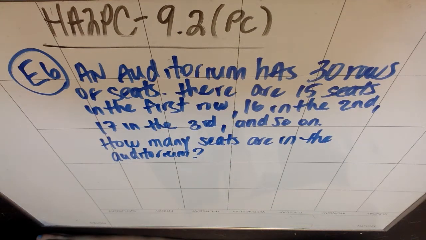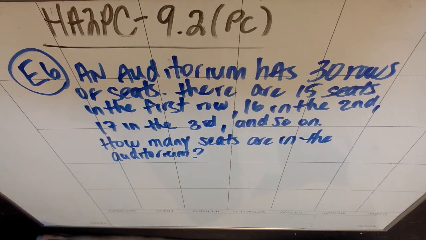This is Honors Algebra 2 Pre-Calculus, section 9.2 in Pre-Calc, which is arithmetic sequences and partial sums. We're doing example 6. An auditorium has 30 rows of seats. There are 15 seats in the first row, 16 in the second, 17 in the third, and so on. How many seats are in the auditorium?